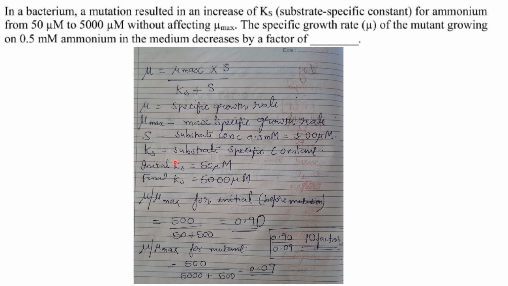Then Ks is the substrate specific rate constant. Initial Ks is 50 micromolar and final Ks is 5000 micromolar. Mu by mu max for initial, that is before mutation, will be put in the formula: 500 by 50 plus 500, that is 0.9. Mu by mu max for the mutant is 500 by 5000 plus 500, that is 0.09. Now divide 0.90 by 0.09, you will get 10. So it decreases by a factor of 10.